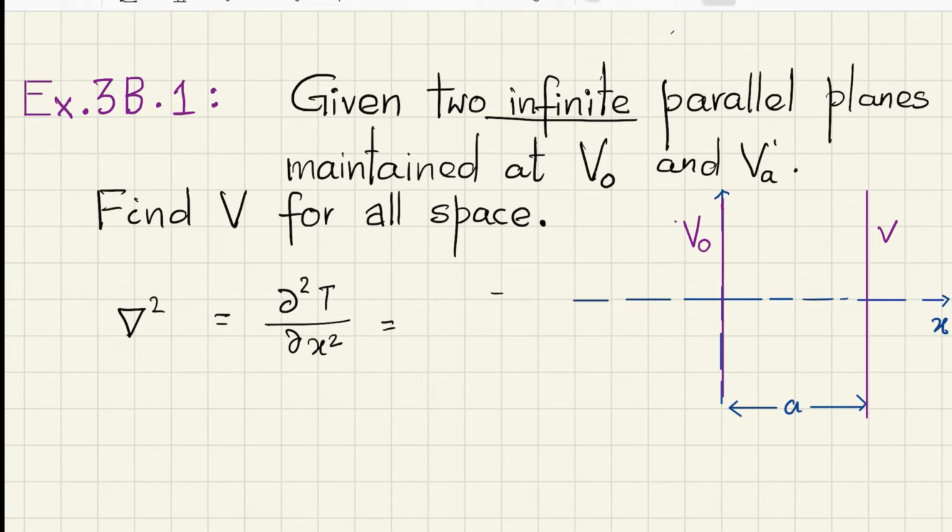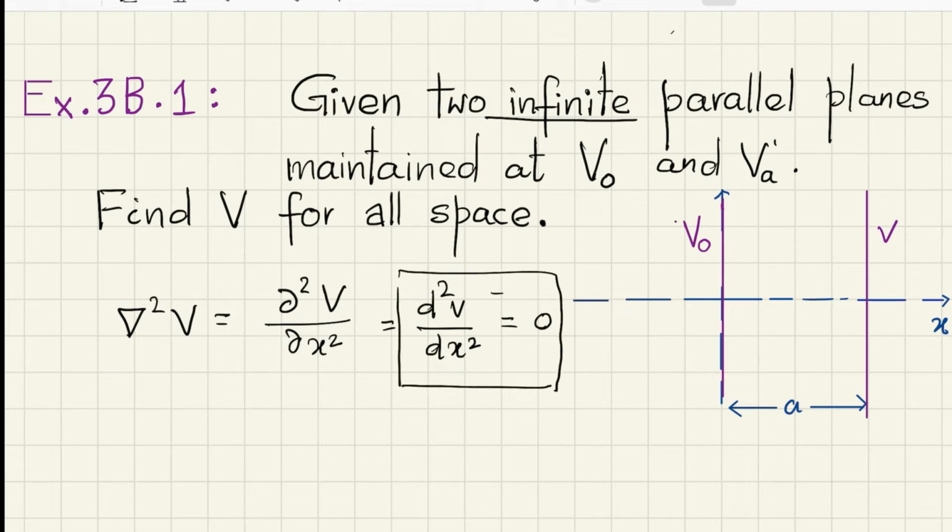But since there is only one variable, why am I writing t? It should be the potential V. And this is actually d square V by dx square, and between x and a, this is equal to 0. So now this equation is only an ordinary differential equation, ODE, and the solution is absolutely straightforward.